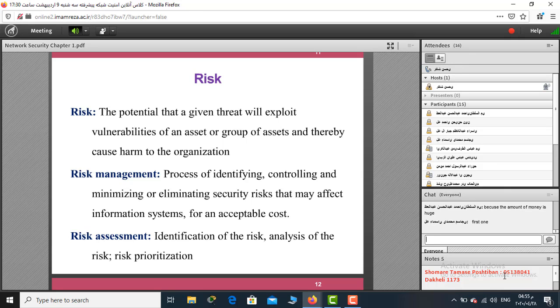Minimizing means to bring the level of risk to the minimum level, or eliminating security risks. Eliminating means removing, deleting, risks that may affect the information system for an acceptable cost. Of course, the cost is also important in management of the risk, with an acceptable cost, with a minimum cost.